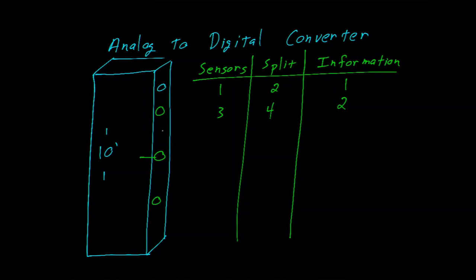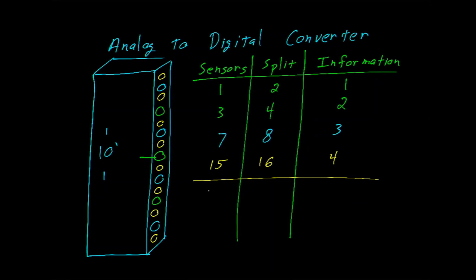If we add more sensors, we now have 1, 2, 3, 4, 5, 6, 7 sensors. The tank is split effectively 8 ways. There are now 3 bits of information associated with that. And if we further subdivided it by adding more sensors, there are now 15 sensors, which effectively divide the tank into 16 sections. But there are only 4 bits of information associated with that. And I won't draw it, but you could imagine we could keep going forever with this. So if there are 31 sensors, we could split that tank into 32 sections and describe that with 5 bits of information, where information is the number of questions you had to ask to determine the tank level.